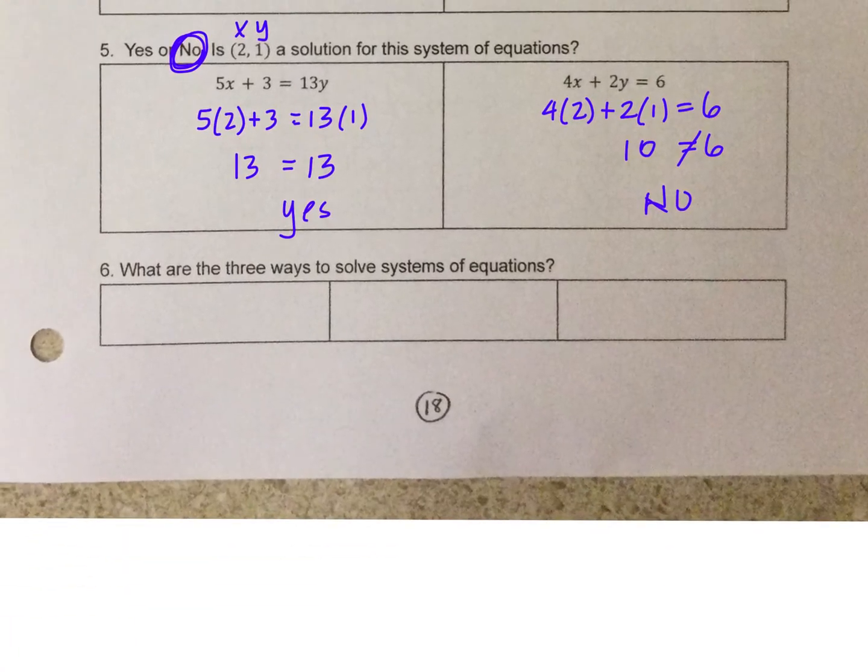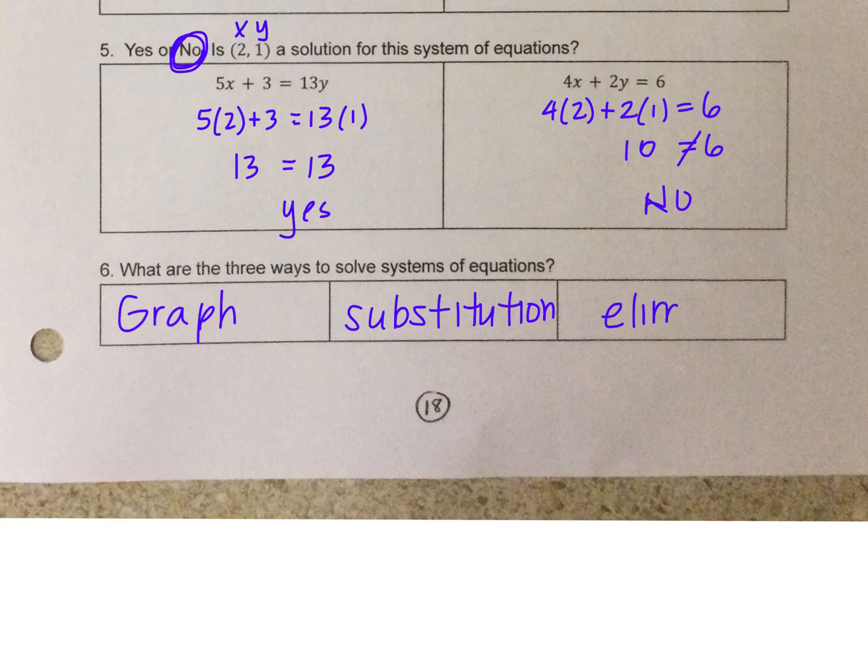What are 3 ways to solve systems of equations? Well, we can graph them. We can use the substitution method, or we can use the elimination method.